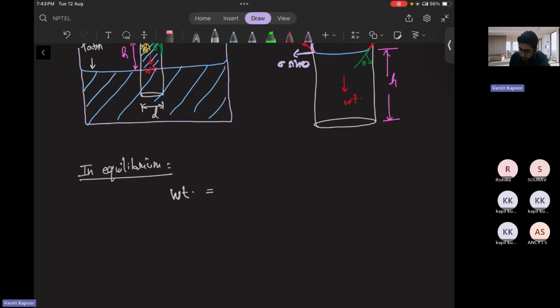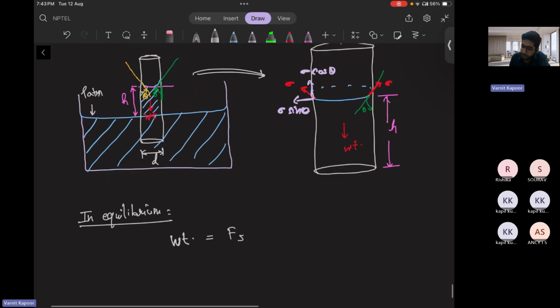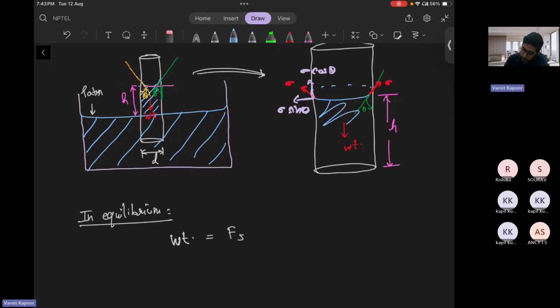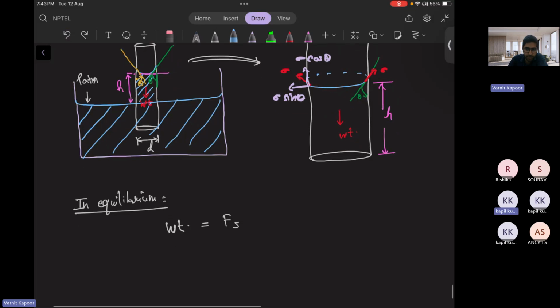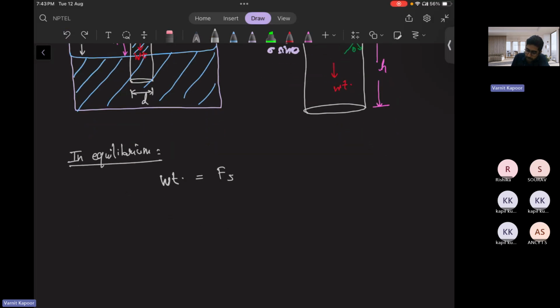Weight is equal to Fs. So what is the weight of this much liquid? Weight is nothing but density into volume into g. Weight is mg. Or in terms of specific weight, we can write omega or small w, whatever you want to write. That is w into volume. This w is nothing but specific weight.